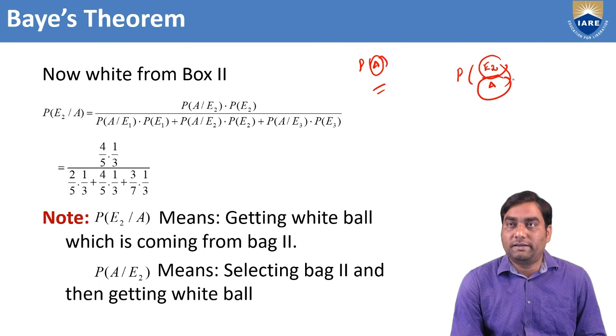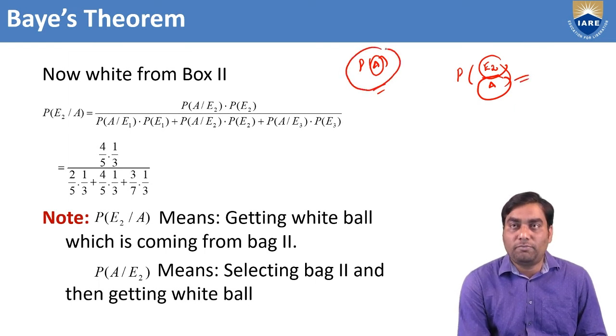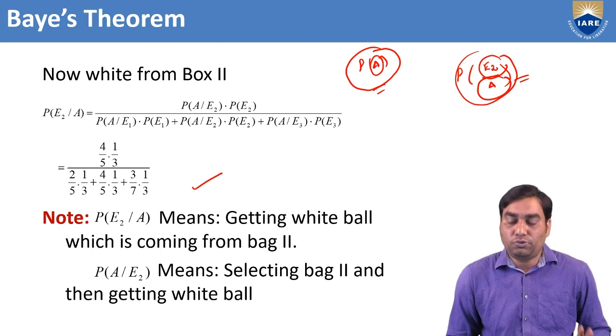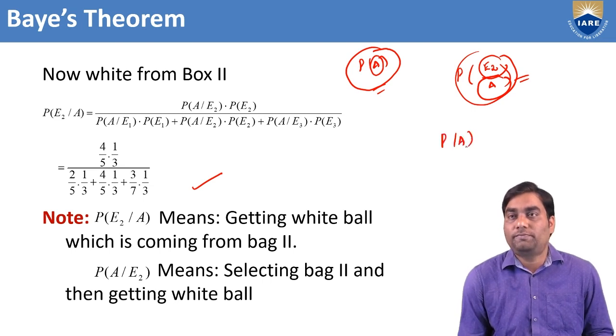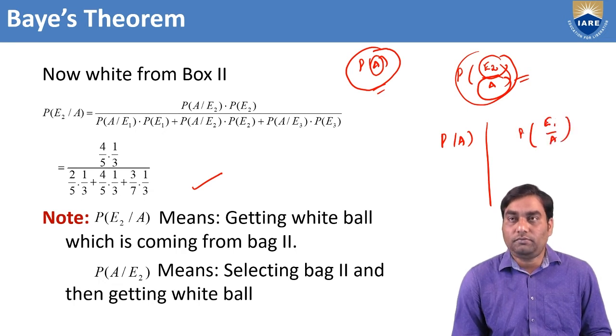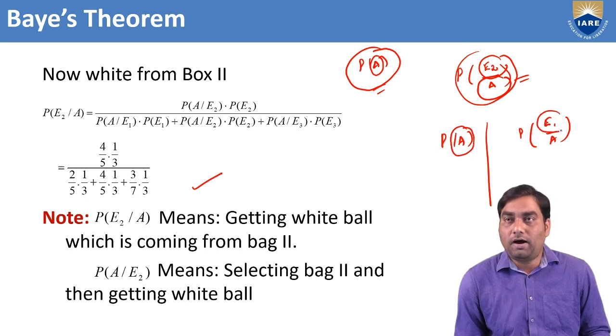Only 2 problems are there in Bayes theorem. Either you select the probability of ball selection, or the probability of the ball being from a particular bag. So P of E2 by A, according to the Bayes theorem, is P of A by E2 into P of E2, by the sum of P of A by E1 into P of E1, plus P of A by E2 into P of E2, plus P of A by E3 into P of E3. Simplify it, we'll get the answer. So in Bayes theorem, we have 2 types of problems: the P of A problem and the P of Ei by A problem. Probability of selecting a ball, and probability of selecting a ball from a particular bag.